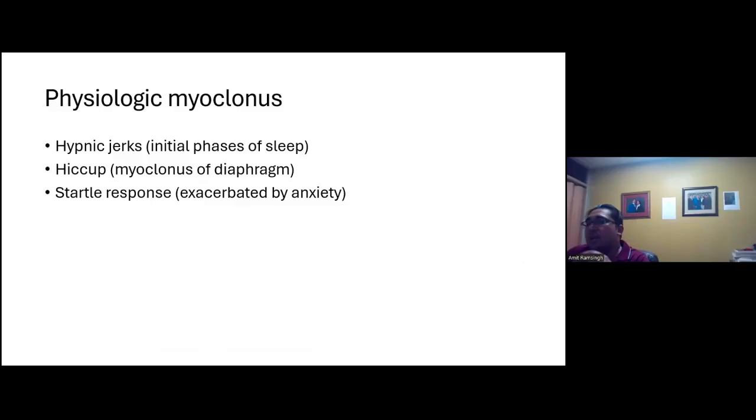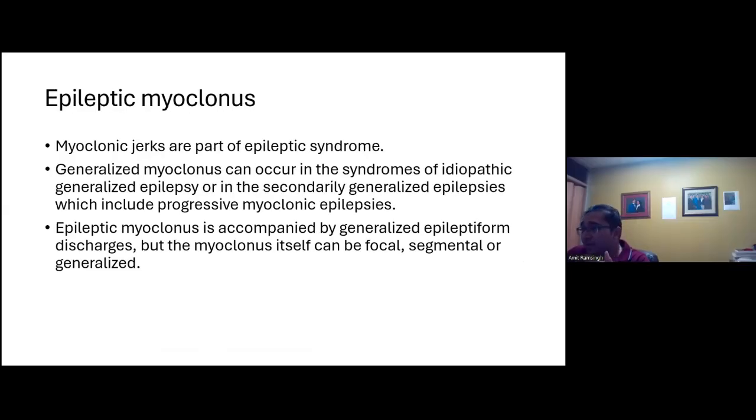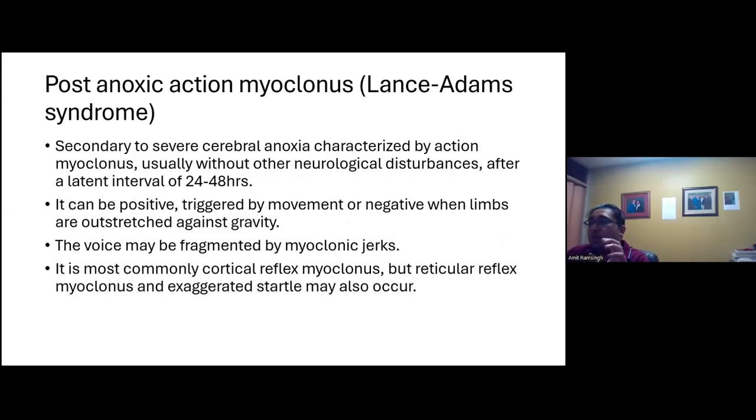We have physiologic myoclonus, so in the form of hypnic jerks in the initial phases of sleep, which are completely physiological, hiccups in the form of myoclonus of the diaphragm, and a startle response, which is usually exacerbated by anxiety. We have epileptic myoclonus, which are usually jerks associated with part of an epileptic syndrome. And they could occur in the syndromes of idiopathic generalized epilepsy, which includes progressive myoclonic epilepsies as well, mainly that syndrome.